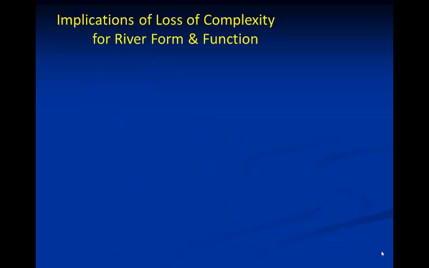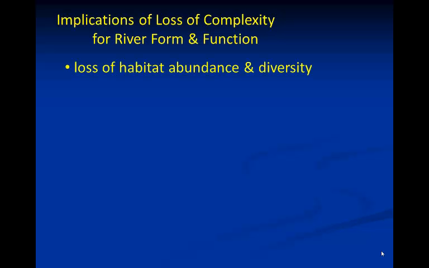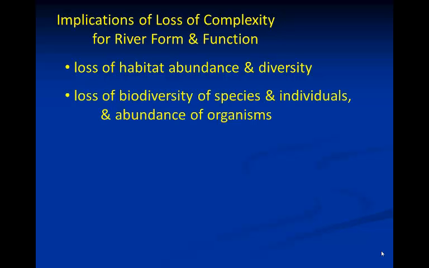So what are the implications? What does it matter if we change complexity, and particularly if we lose complexity in rivers? It gets back to the things that I was emphasizing in the first lecture that complexity creates. If you lose complexity, you tend to lose the abundance and diversity of habitat on which plants and animals depend. So you have fewer organisms, you're decreasing the abundance, and you also typically lose biodiversity, whether it's a reduction in the number of species present in the channel and floodplain, or a reduction in the diversity of individuals within a species. I used the example of cottonwoods in the first lecture.